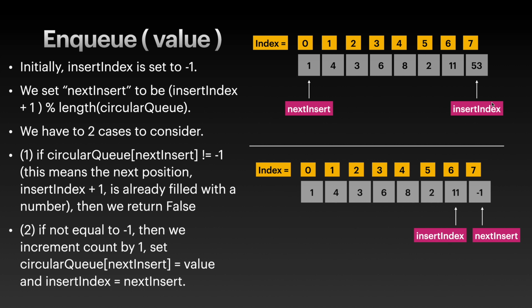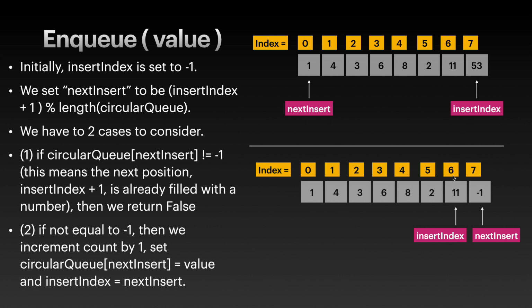So that's going to be the first case. Say our insert index is 7, and we want to insert, say, a number like 100. Then we have to look at this next insert, and we notice that this is not equal to -1. That means this one is already filled with this number 1, so we cannot insert this 100. So in that case we return false.